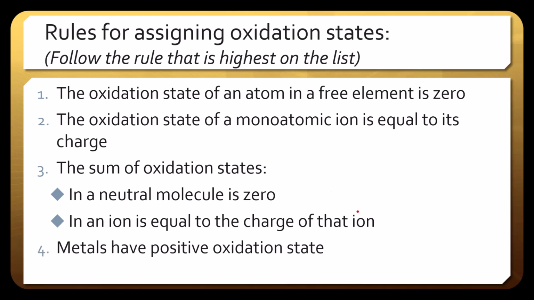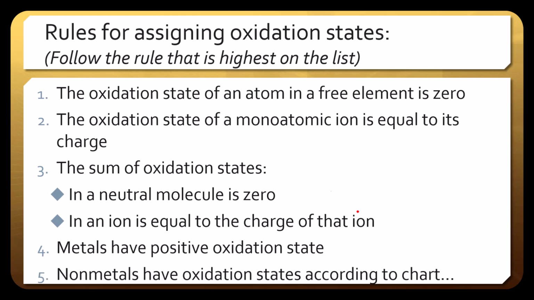The next rule is going to be metals. As we're working our way down this list, metals are more important than nonmetals. So metals will always have a positive oxidation state. And quite often it just mirrors what their charge would be as an ion. So the metals will always have a positive, and very often it's identical to their charge if they became an ion.